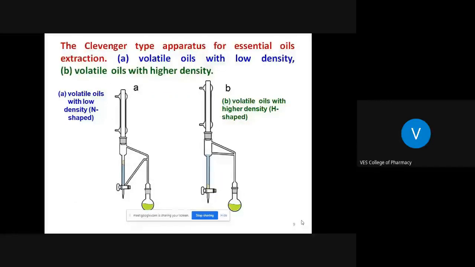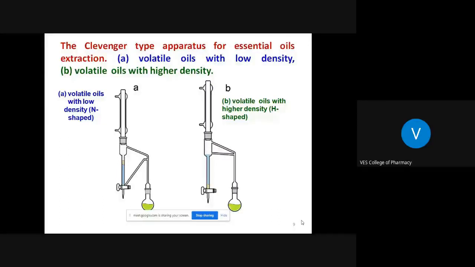Now, how does Clevenger's apparatus look, or what is the construction and working of Clevenger's apparatus? Clevenger's apparatus is most commonly used for extraction and isolation of the specific phytoconstituents present in the volatile oil. So, volatile oils are usually of 2 types: volatile oil with low density and volatile oil with high density.